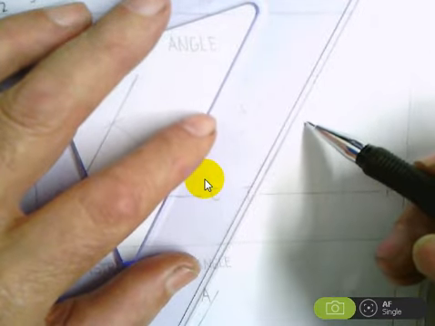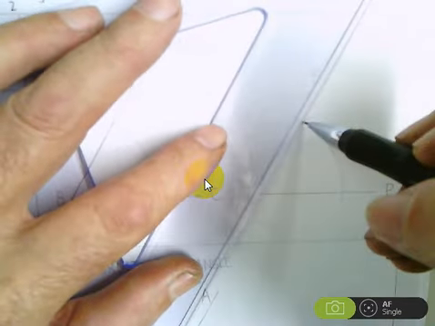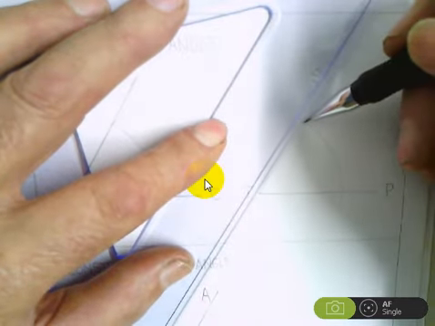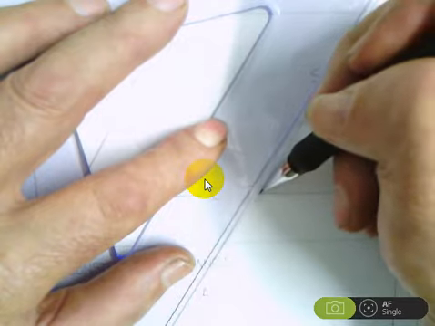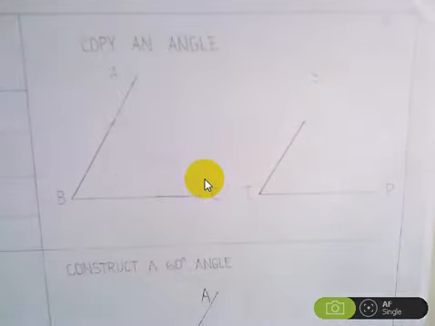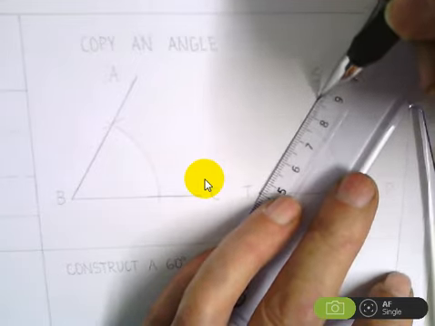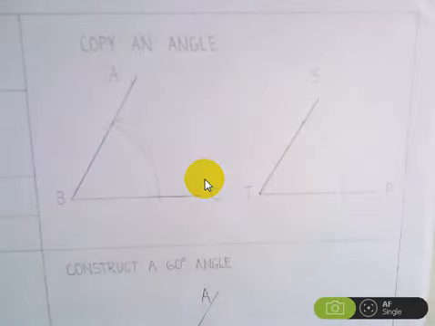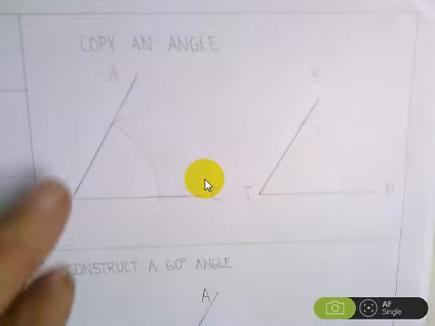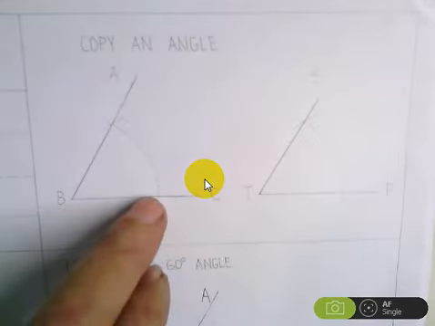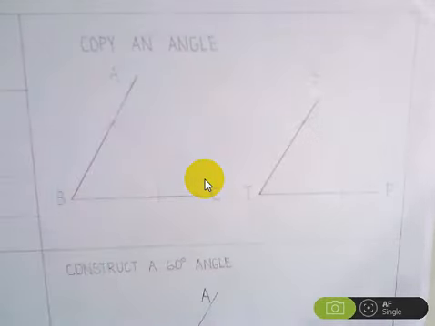I'll put my pencil on that point, touch it, and once I've lined it up, there is my angle, and it's exactly the same as this angle over here. And all I did is scribe an arc, use that same radius, and set it from here to there. It doesn't always work out to be exactly the same radius, so please be careful.